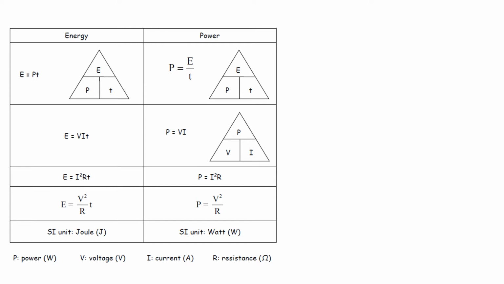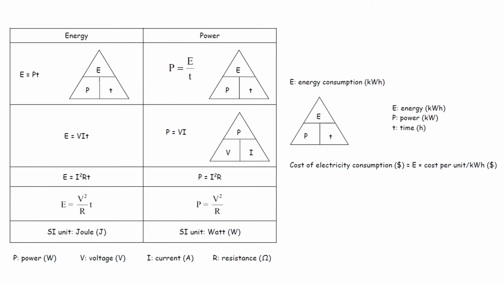To calculate the cost of electrical energy used, we use E = Pt. But take note, if you want to calculate the cost of electricity consumption, the energy should be in kilowatt hour, the power should be in kilowatt and the time should be in hour. First, calculate the total energy used by using E = Pt. Then, take the total energy in kilowatt hour multiplied by the cost per unit, which is per kilowatt hour, and you get the total cost.